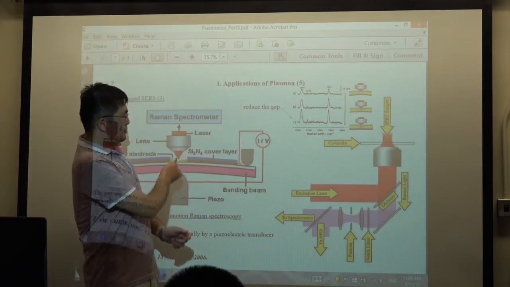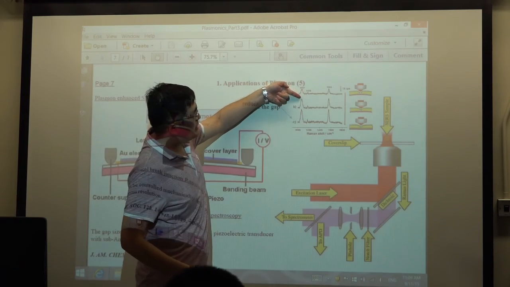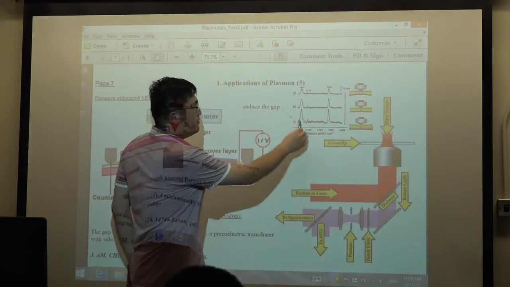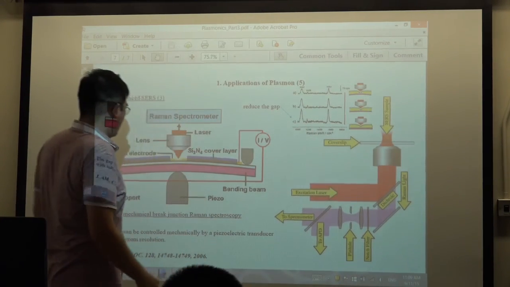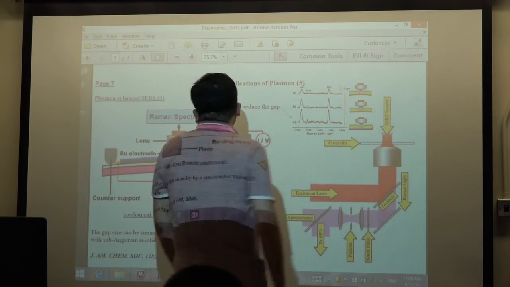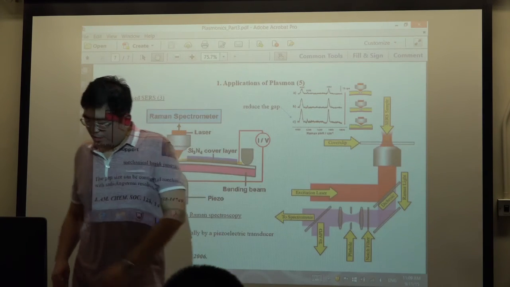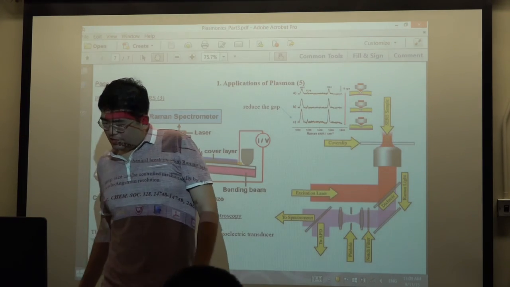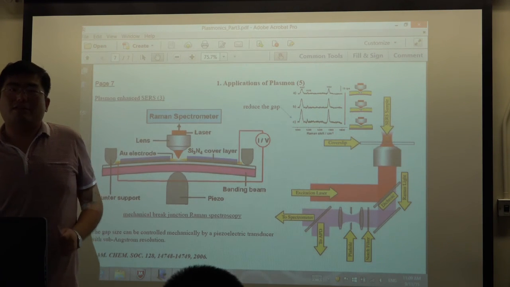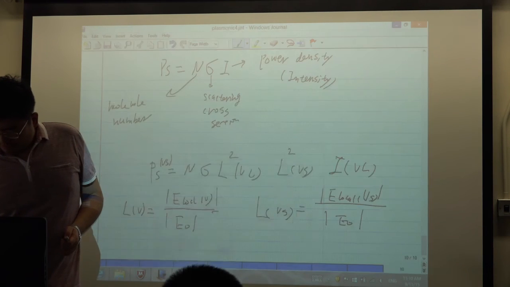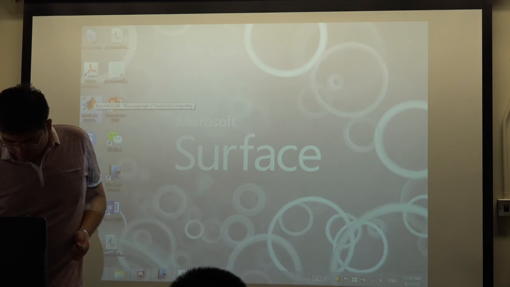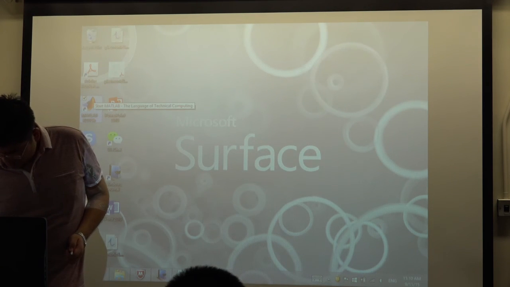Another thing you can see is the signal. When you reduce the gap, the signal becomes stronger and stronger. You can resolve the peak very well. Now I have almost finished the lecture. So I finished this application of Raman scattering. This is a commercial success, very successful.